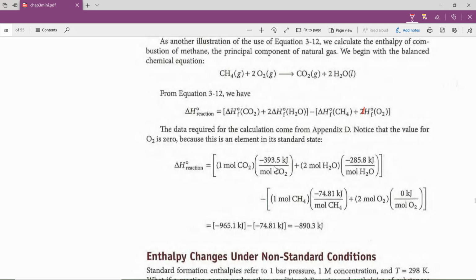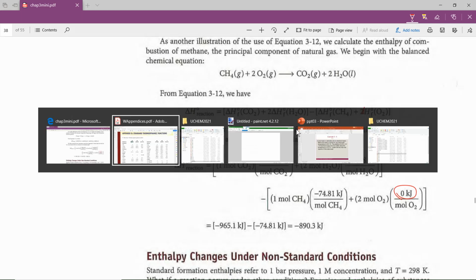The value for O2 is 0, right? So 1 times minus 393.5, you get that from CO2, plus 2 times minus 285.8, you get that for liquid water. Now let me just show you something because kids get tripped up on this.